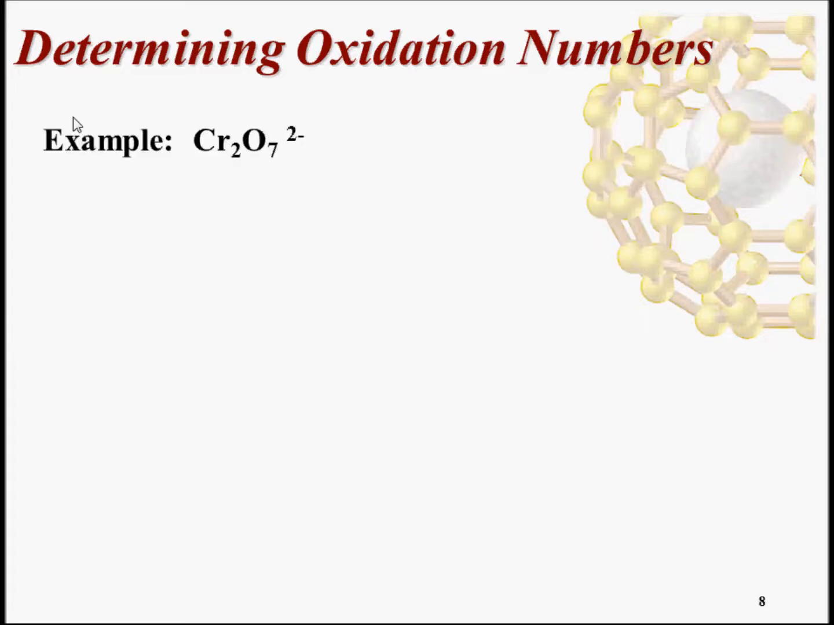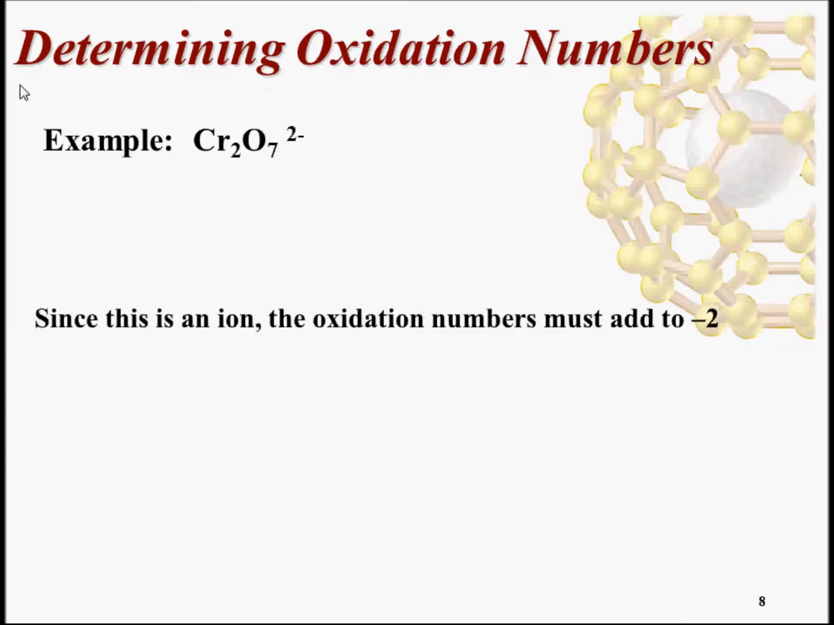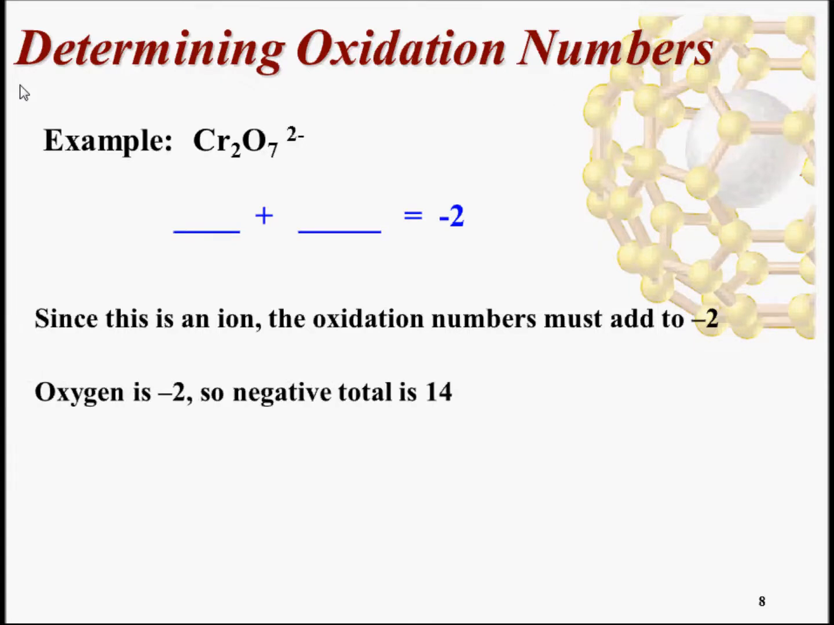So for our first example, we're going to look at an ion, the dichromate ion. You can see that overall it has a charge of -2, so when we add up the oxidation numbers that we assign, it must add up to -2. First step, if you have oxygen, go with that first. Oxygen always gets priority to be the negative guy, and we assume that it is -2. Since I have a total of 7 oxygens, that's 7 -2s, so my negative total is -14.